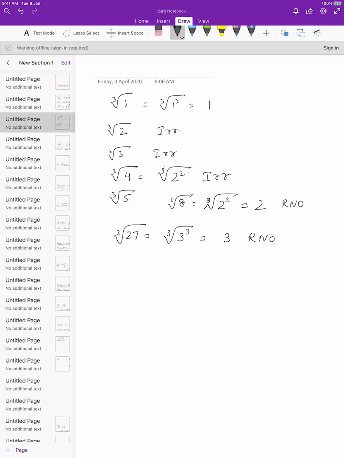Okay. Next, the cube root of 64, because it can be written as 4 cube, which is equal to 4, which is a rational number. It means the cube root of any perfect cube will always be a rational number, whereas the cube root of any other number will be irrational.